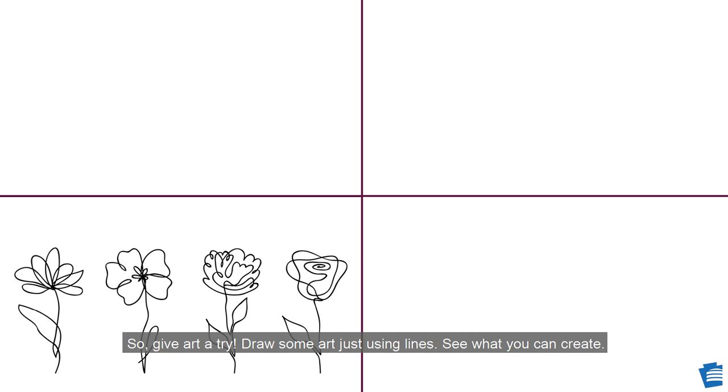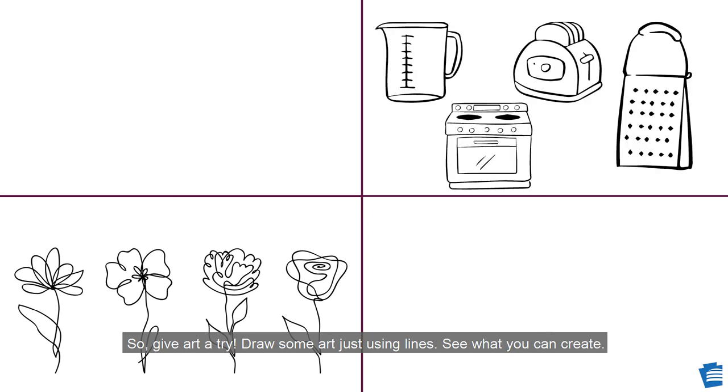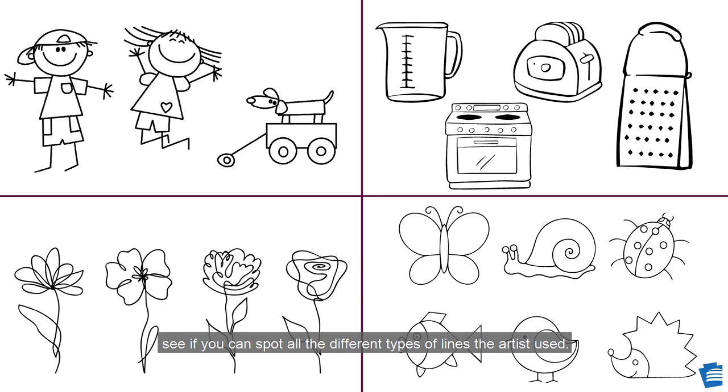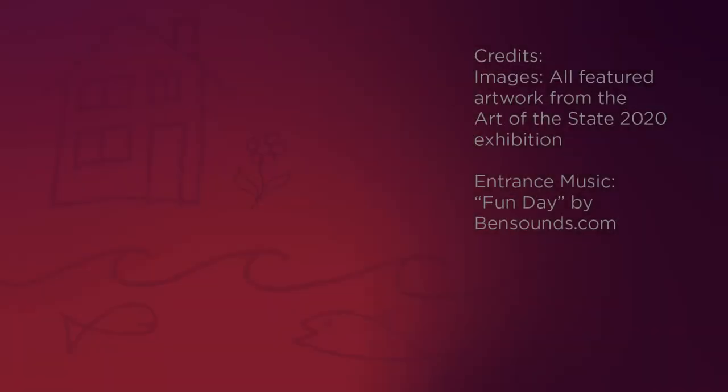So give art a try. Draw some art just using lines. See what you can create. The next time you look at art, see if you can spot all the different types of lines the artist used.